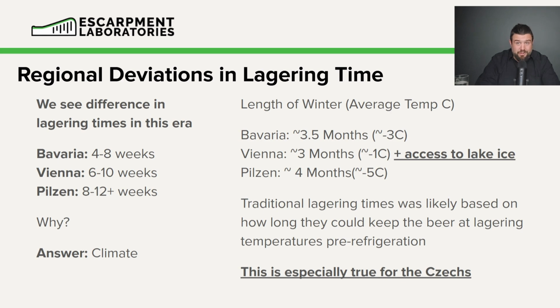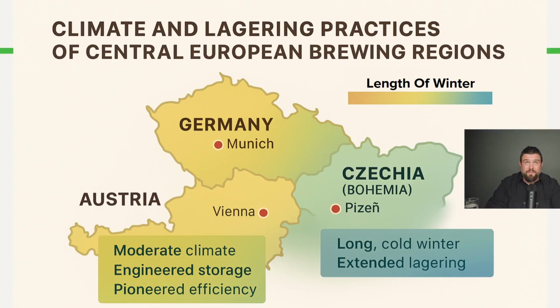This is especially true for the Czechs because they were the coldest of this region. That's it. You have to look at the technological limitations of these areas of the time period because they did not have refrigeration. The Czechs typically had their beer cold the longest because they could. The people in Munich, the Bavarians, the inverse. They couldn't keep it as cold because it's warmer. That's it.